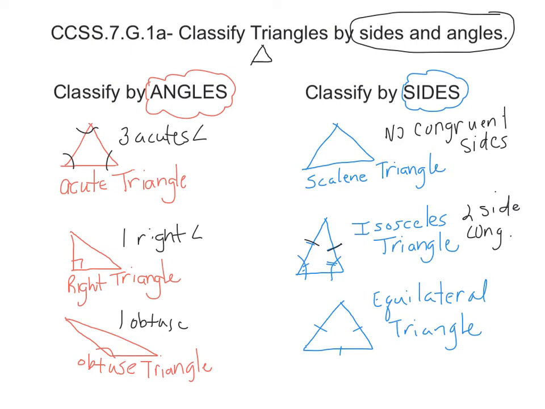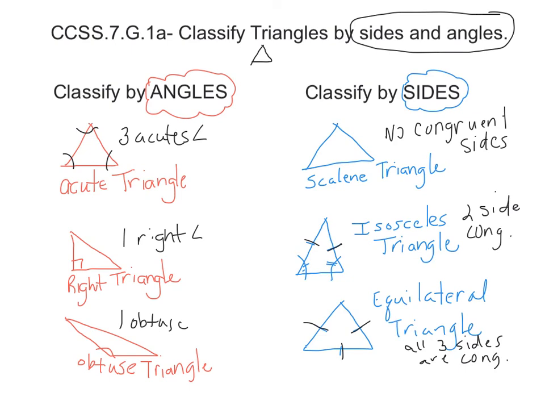And then the third type of triangle by sides is an equilateral, where all 3 sides are congruent. And so we have this side equals this side equals this side. So all 3 sides are congruent.